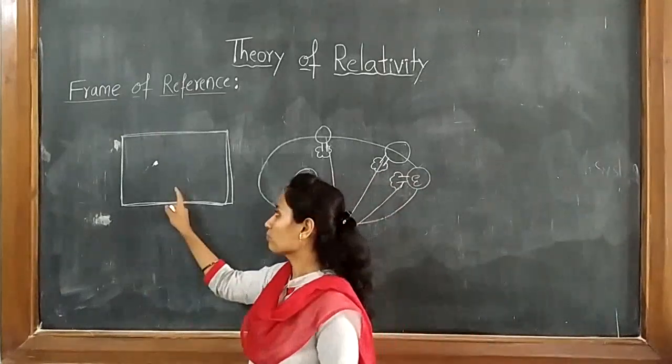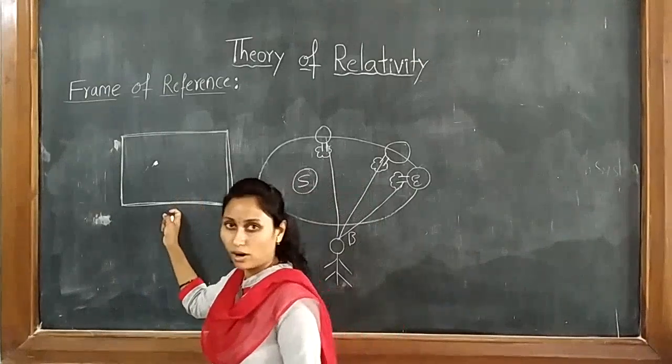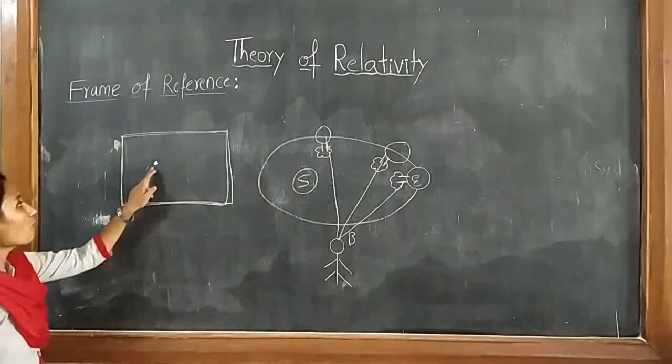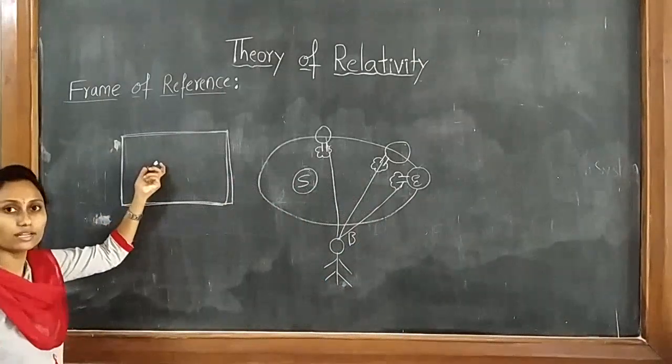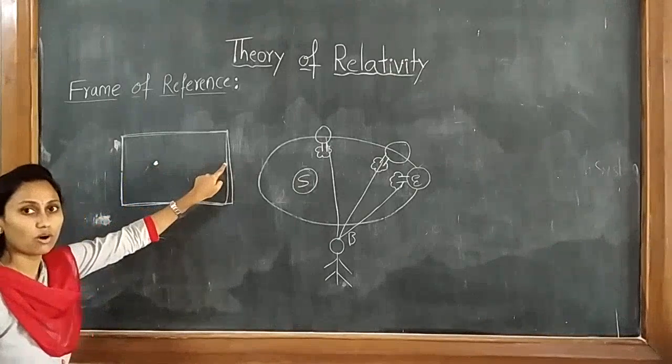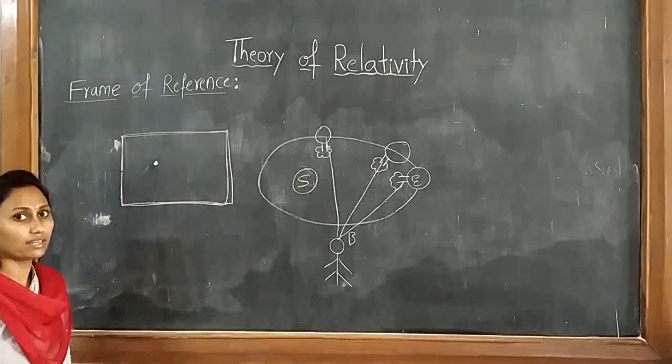Suppose in one room there is one object here, and I want to define the position, where it is. Is it nearer to this wall or nearer to that wall? Like that, I want to find that position.